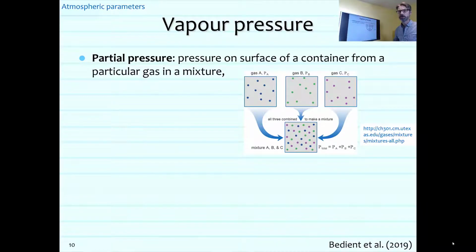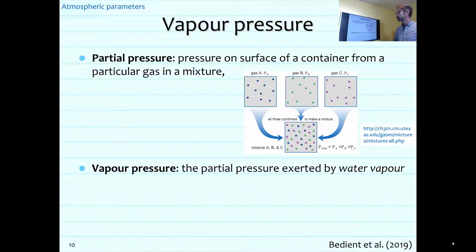You should also be familiar with the concept of partial pressure. A partial pressure is the pressure on a surface of a container from a particular gas in a mixture. If we think about air, for example, gas A may be nitrogen, gas B is oxygen, and let's imagine that gas C is water vapor. Then we can figure out the total amount of pressure in that container by adding the pressures created by each of these different gases.